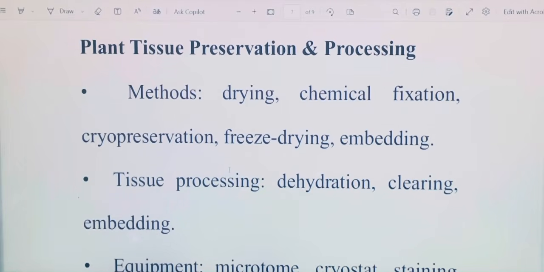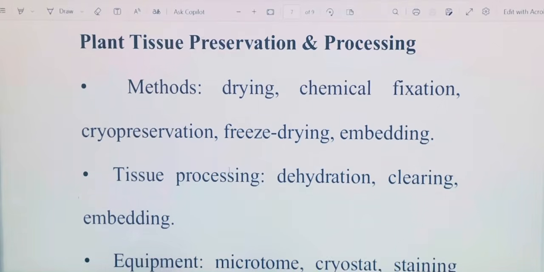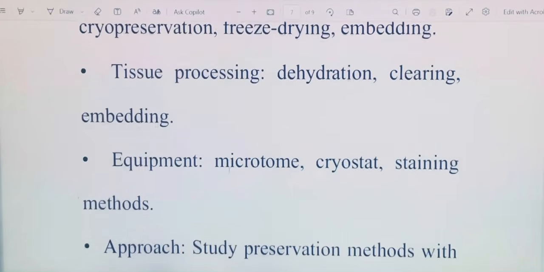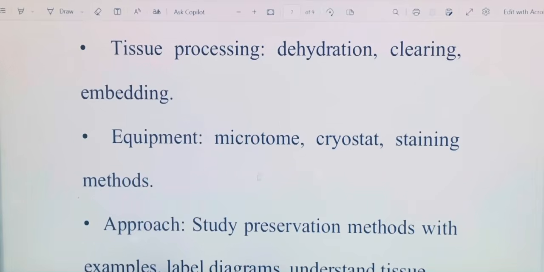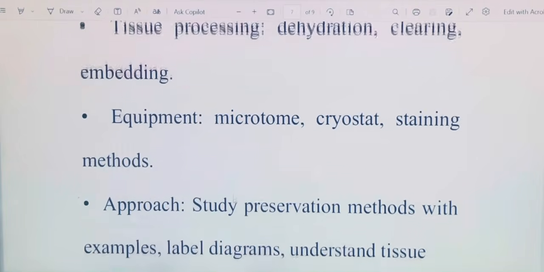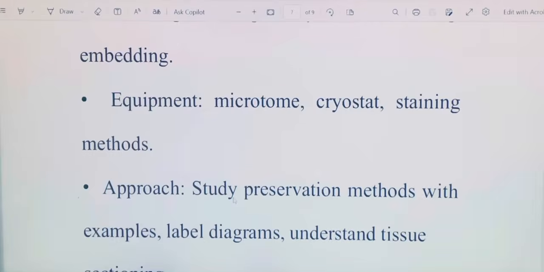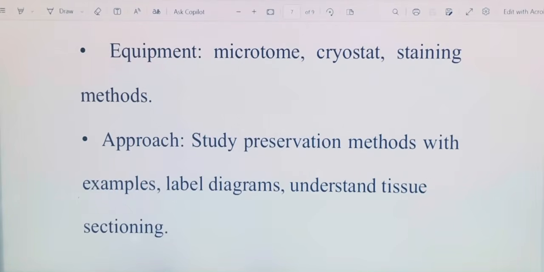Okay, laboratory techniques. Okay, then of course study tissue processing, understand what dehydration is, clearing, and of course understand the concept of embedding when it comes to tissue processing. Then you need to also know what a microtome is, the different types of microtome, what it functions as. Okay, understand what a cryostat is, then of course know the methods that are involved in staining. Now the best approach to this is to study the preservation methods with examples.